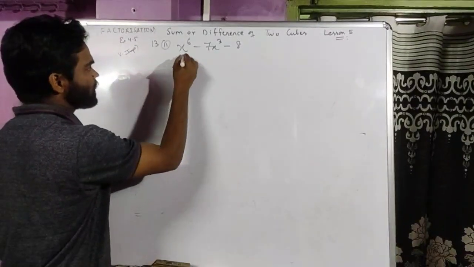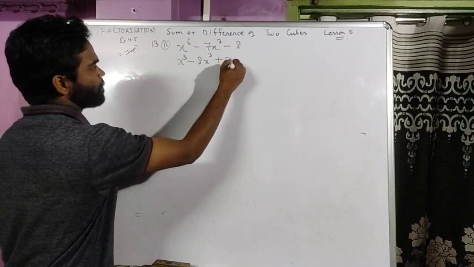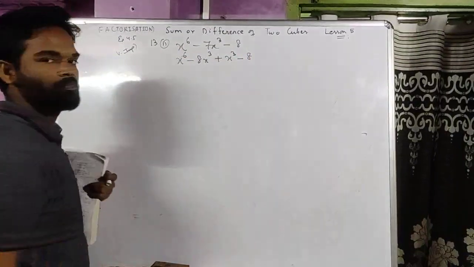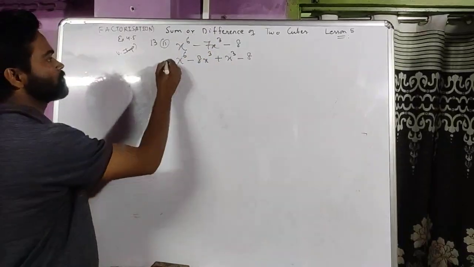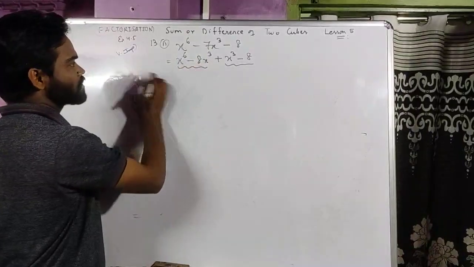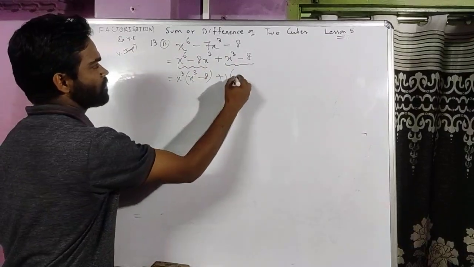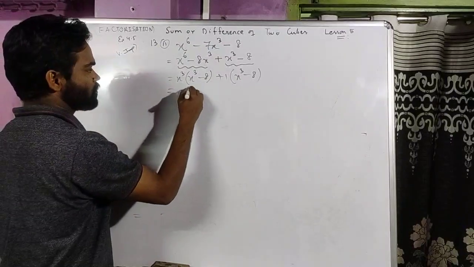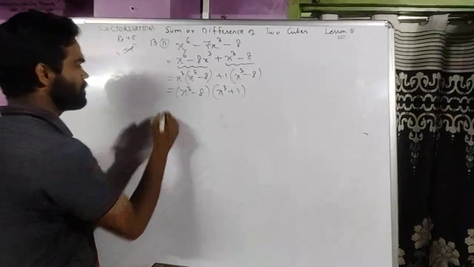Can I write this as x cube minus 8x cube plus x cube? Sorry, this is x to the power 6 minus 8x cube plus x cube. Look carefully. I've written minus 7x cube as minus 8x cube plus x cube. Now, if I take x cube common from here, it's x cube minus 8, plus 1 common, so x cube minus 8. So this is x cube minus 8, this is x cube plus 1, and both the sums we have solved, you know.